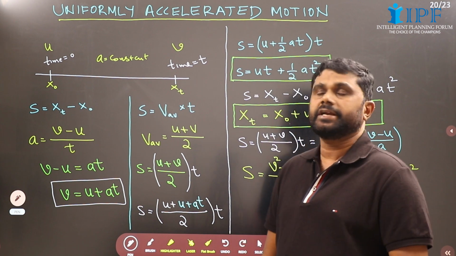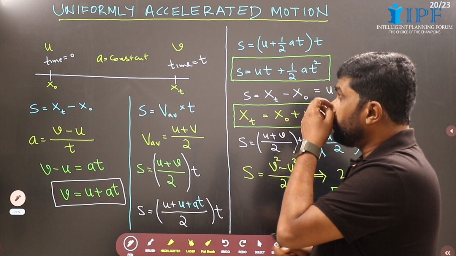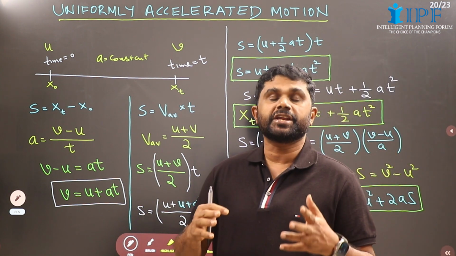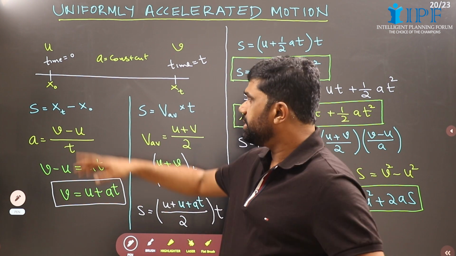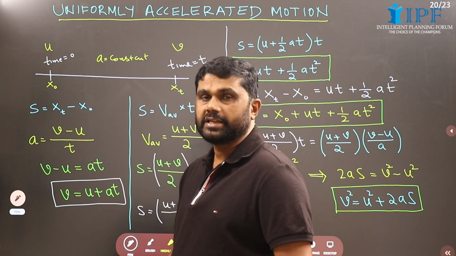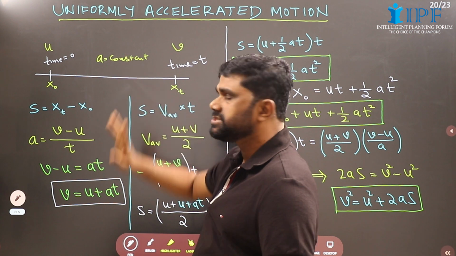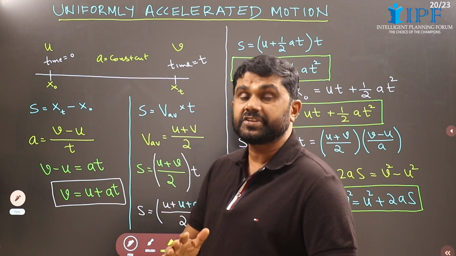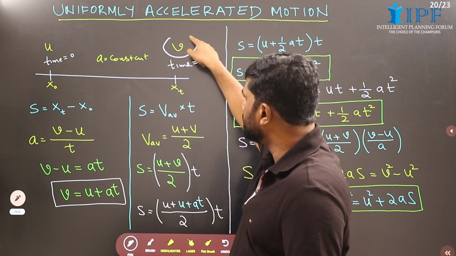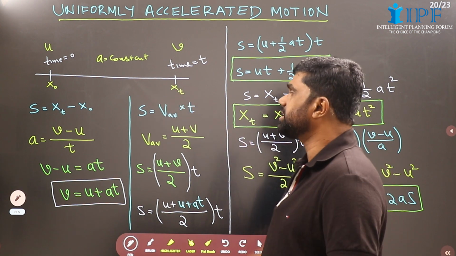Now see, let us discuss equations of motion, means equations of motion for a body in uniformly accelerated motion. Here the body is moving in a straight line, and when time equals 0, the body's velocity is u and the position is x with the suffix 0. It is moving along this line with a constant acceleration, say a. After a time t, when time equals t, its velocity becomes v, and it reaches the position x with a suffix t.